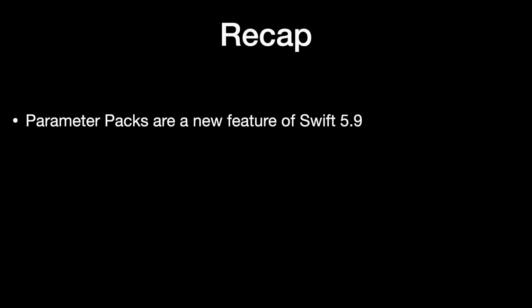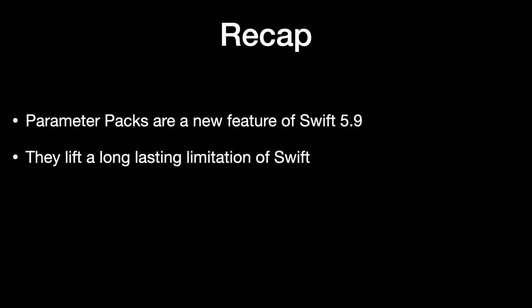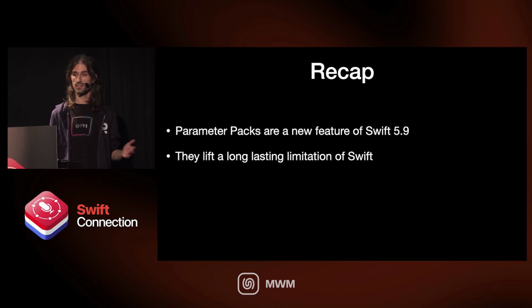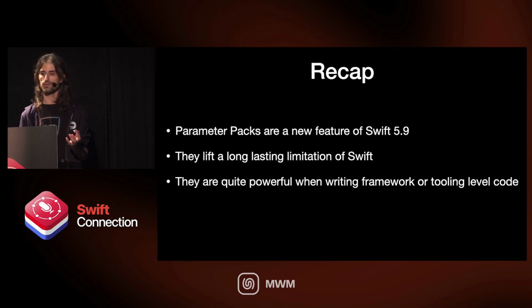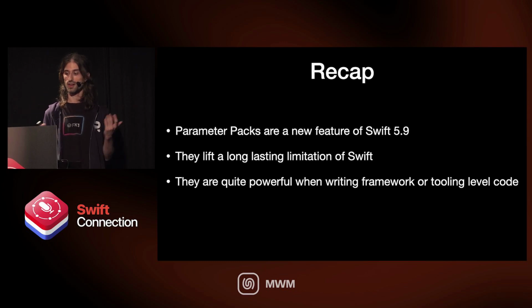So as a recap, parameter packs are a new feature of Swift 5.9, introduced at WWDC and then officially available since one week ago in Xcode 15. They lift a long-lasting limitation of Swift, the fact that we couldn't define an undefined number of generic types. They are quite powerful when you need to write framework or tooling level code. Using parameter packs in app level code, I guess, will be less frequent because the use case will arise less often.